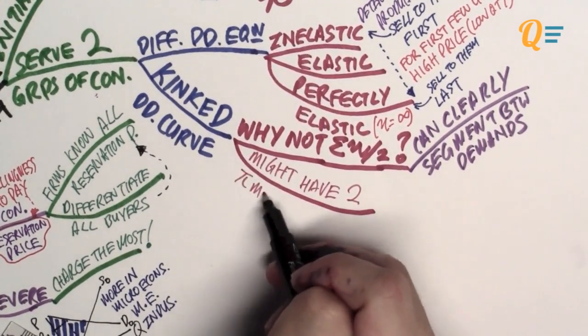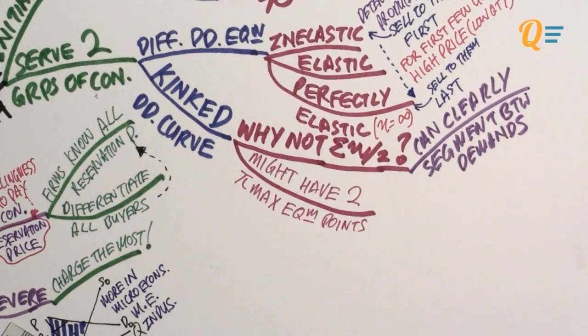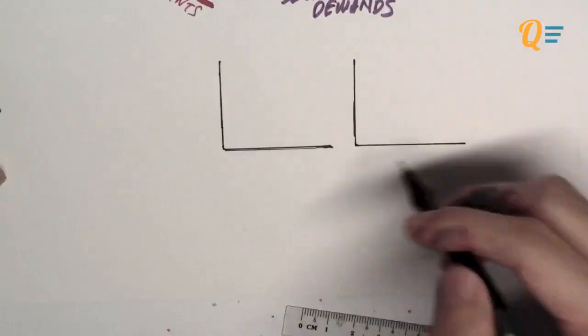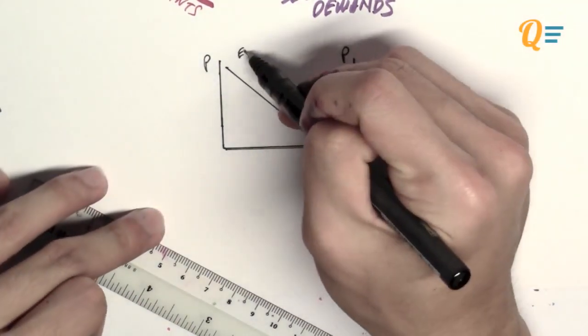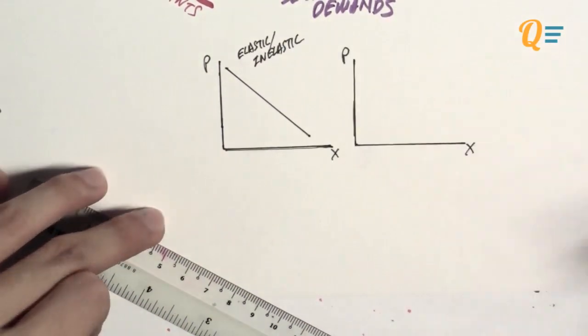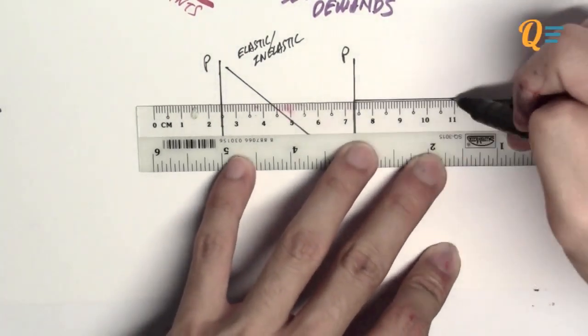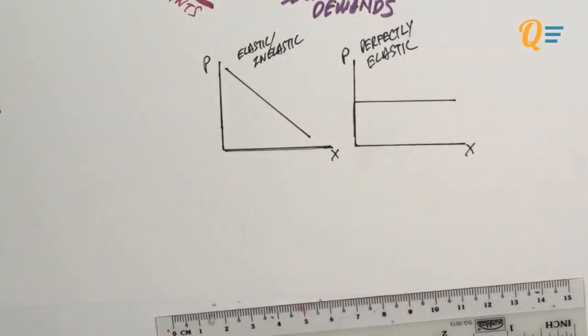Okay. So the thing is that you might have two different profit maximization points when there's a kinked demand curve. And in order for this to be clear to you, we're going to have to do some drawings to show you graphically how this can happen. I'm now going to combine two demand curves together. So I have either elastic or inelastic demand on the left hand side, and on the right hand side I'm going to draw a perfectly elastic demand curve, which is simply a horizontal line across.